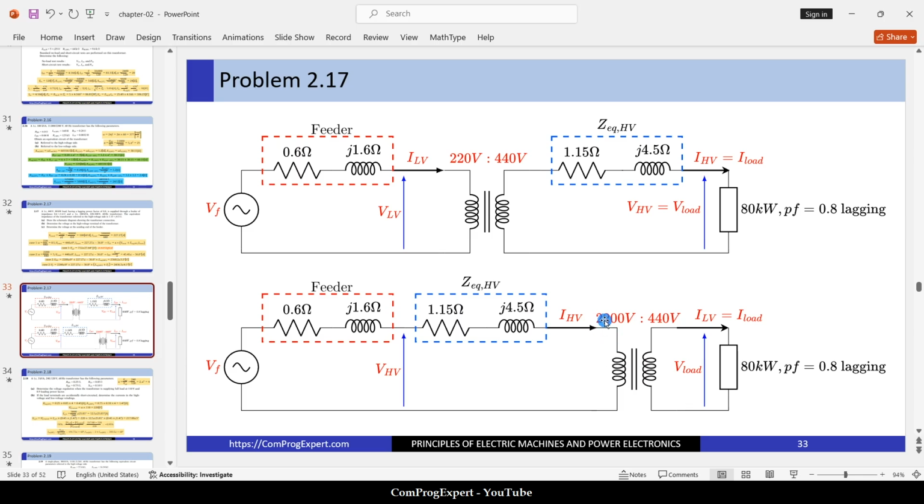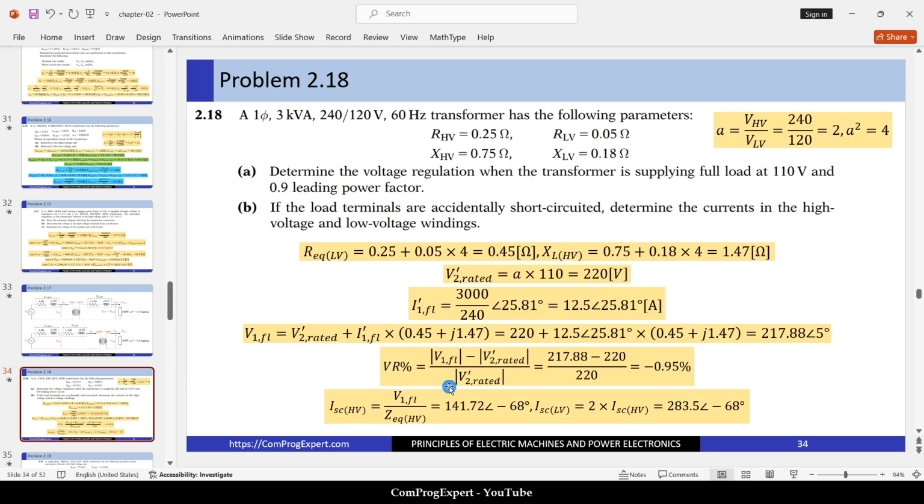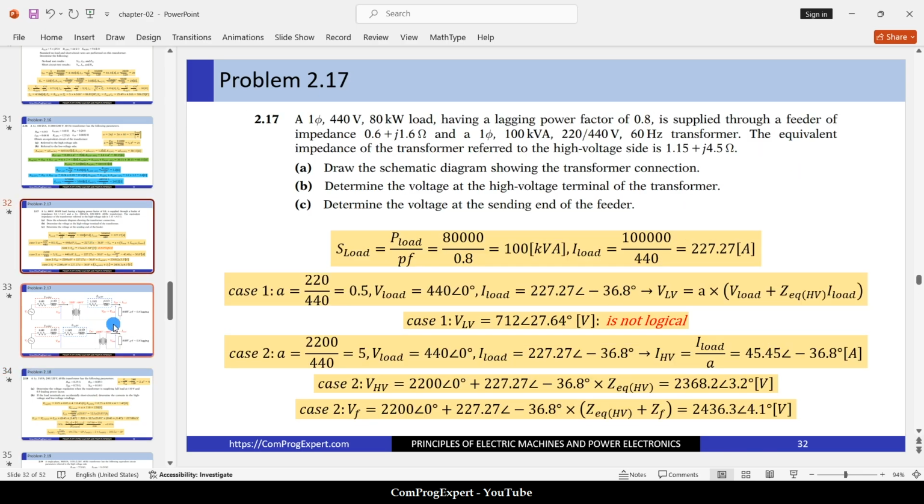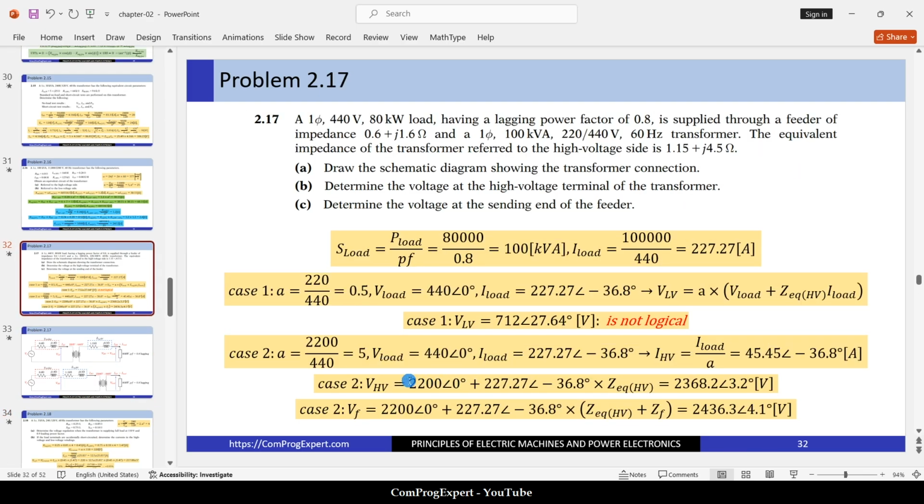So for the primary side, we have 2.2 kilovolt, this voltage. So HV, this voltage is this voltage drop plus this one. Okay, so we have this case. This is the load voltage referred to the primary plus the current times the internal impedance of the transformer. So we will have this value. This is logical. Yes, this is logical.